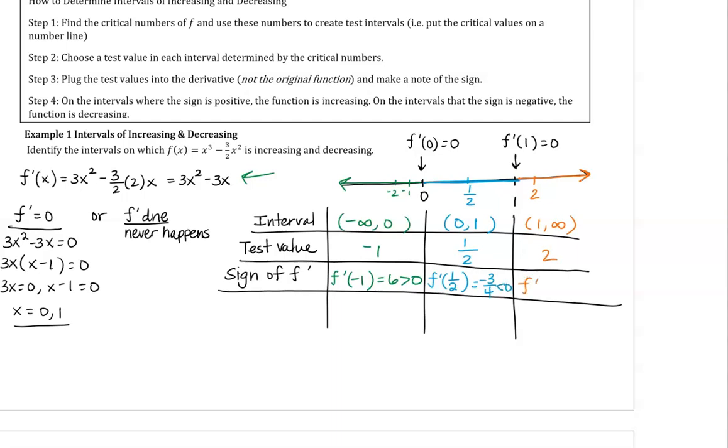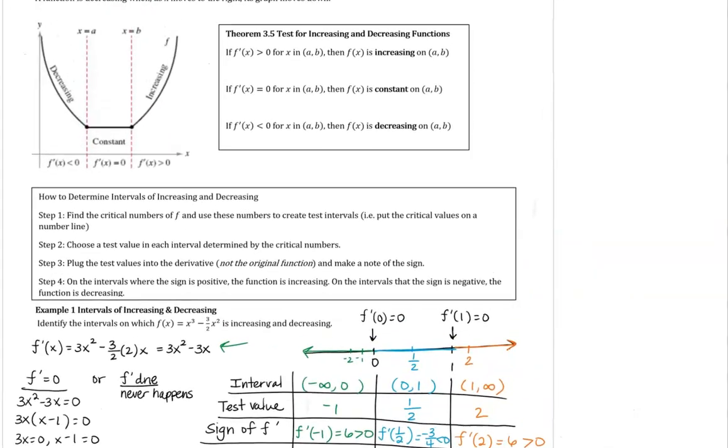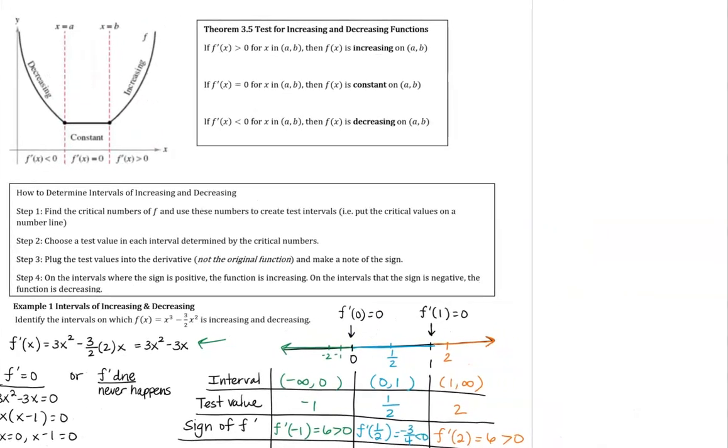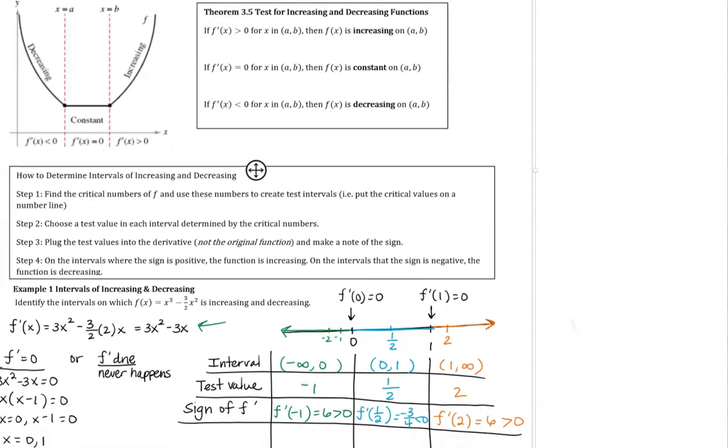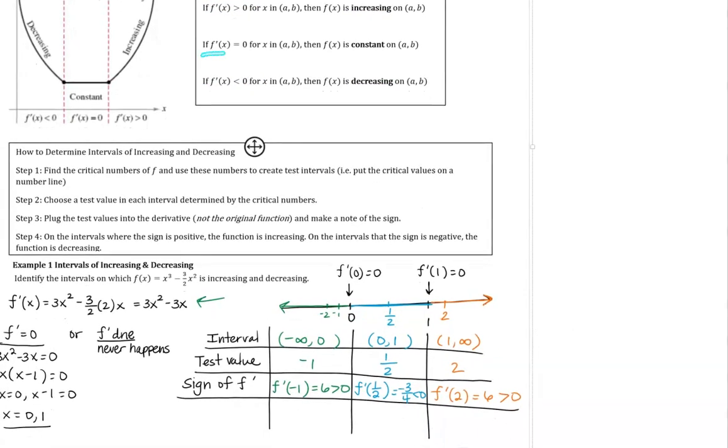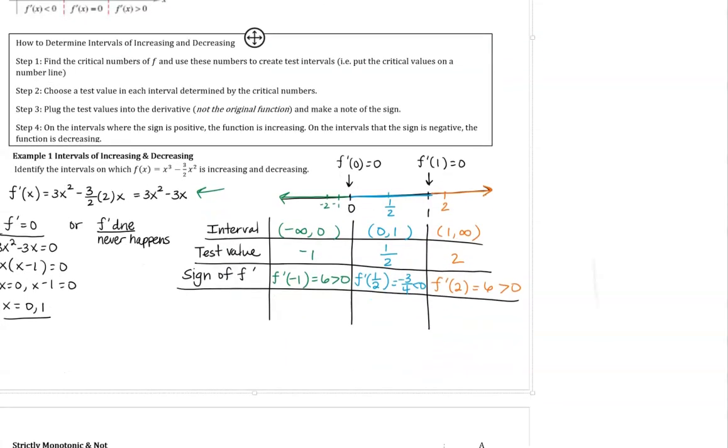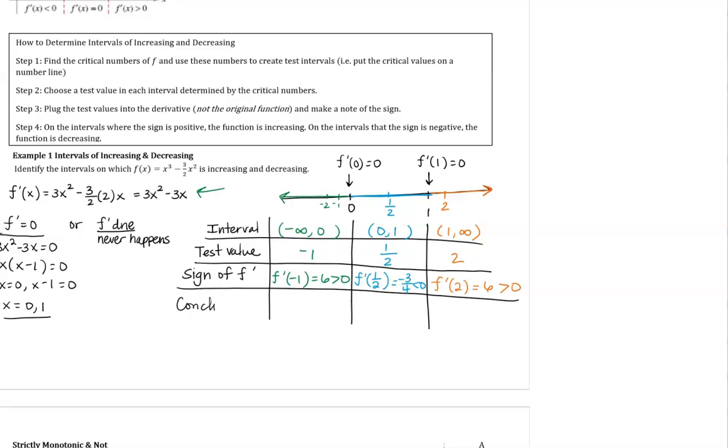And when we plug 2 into the derivative, we get out a +6, which is again greater than 0. So what does this tell us? Well, theorem 3.5 told us when the function is increasing and when the function is decreasing depending on the sign of the derivative. As for when the derivative is 0, remember, we found the only two places where the derivative was equal to 0.